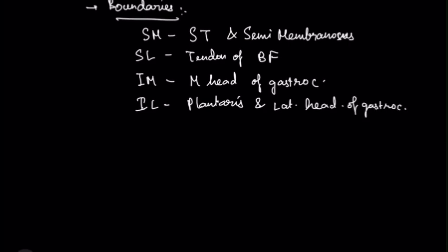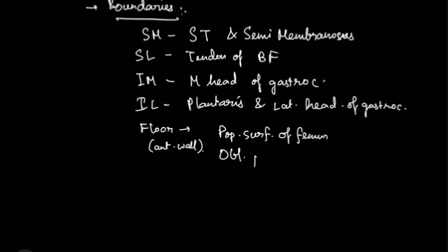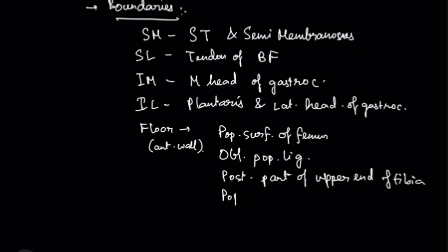Now let's move on to the floor. Floor, also known as the anterior wall. What constitutes the floor? The popliteal surface of femur, the oblique popliteal ligament, the posterior part of upper end of tibia, the popliteus muscle, and fascia covering the popliteus muscle.